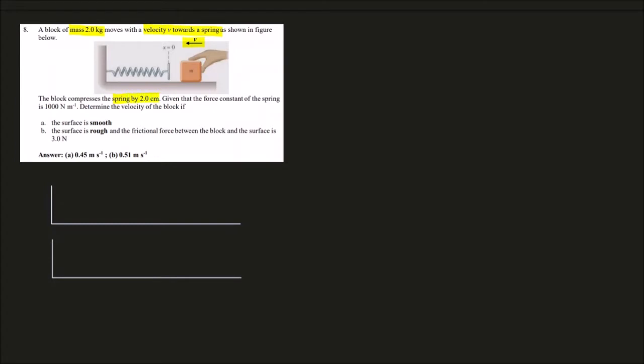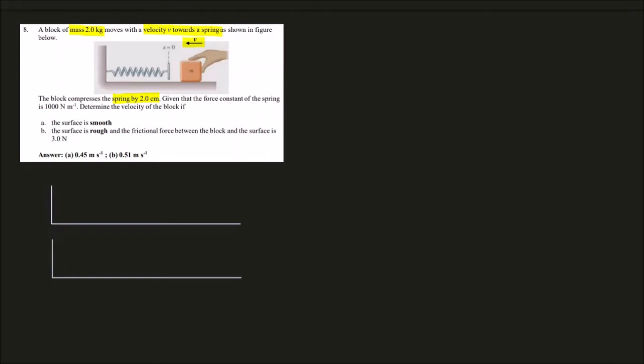Well, this is not labeled in the diagram, so probably later we need to draw another one to indicate it more clearly. Given that the force constant of the spring is 1000 Newton per meter, so force constant is the spring constant for this case. So spring constant is k, so k equals 1000 Newton per meter. Then determine the velocity of the block if the surface is smooth and if the surface is rough with frictional force of 3 Newton. Well, like I say, probably let's start with drawing out the things first.